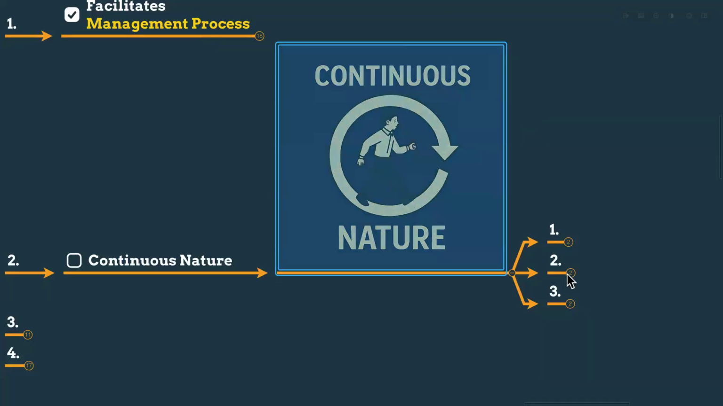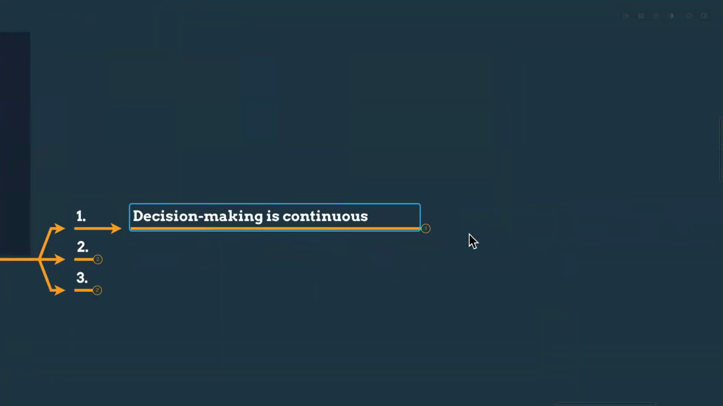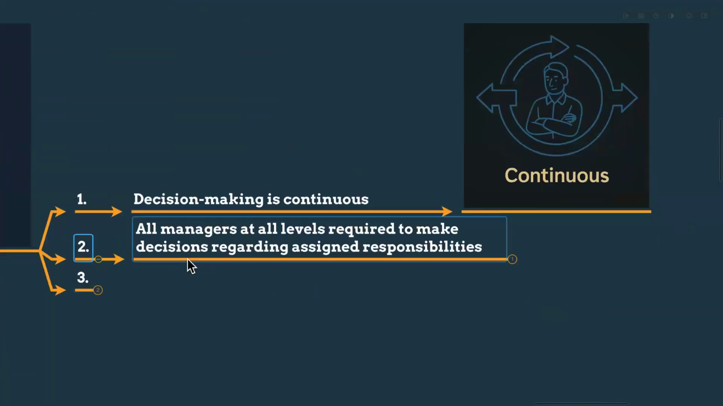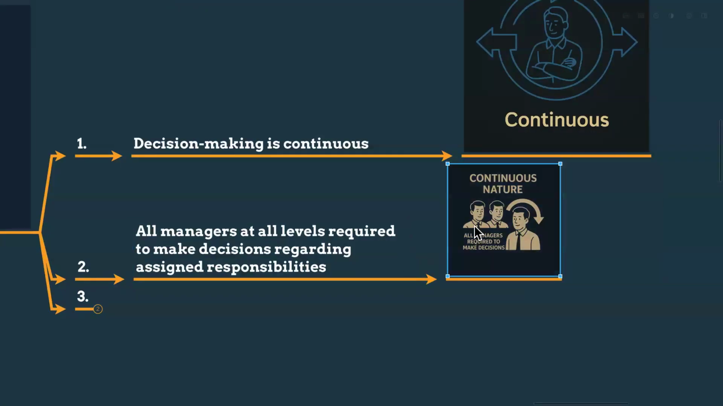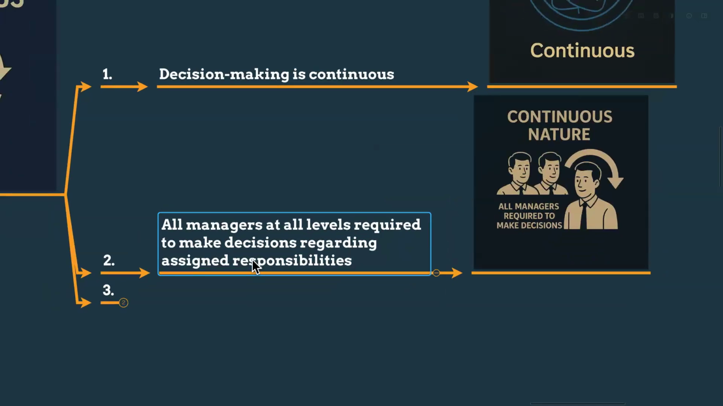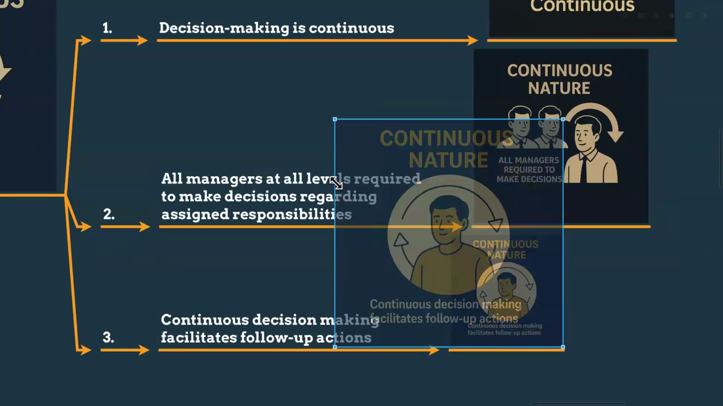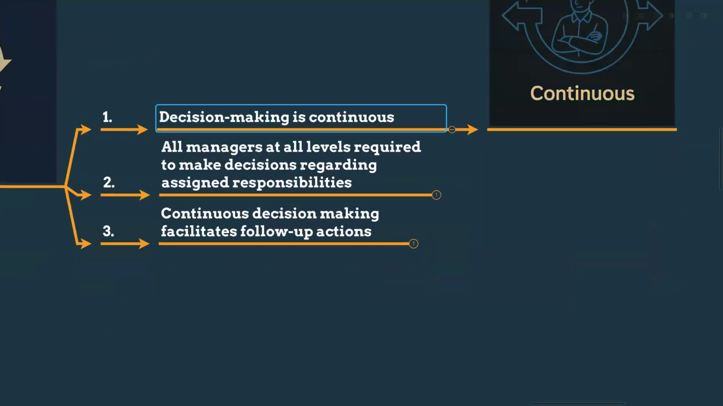Right, so let's continue, my dears. It's a continuous nature. As I mentioned, every day we will make decisions, right? So the first point is decision making is a continuous one. Every day we will make decisions, and all managers at all levels are required to make decisions regarding assigned responsibilities. We will assign some responsibilities to them, and they have to take the decisions, right? And continuous decision making facilitates follow up actions, right? So you have to follow up once you have made the decision. So continuous decision making facilitates follow up actions also.